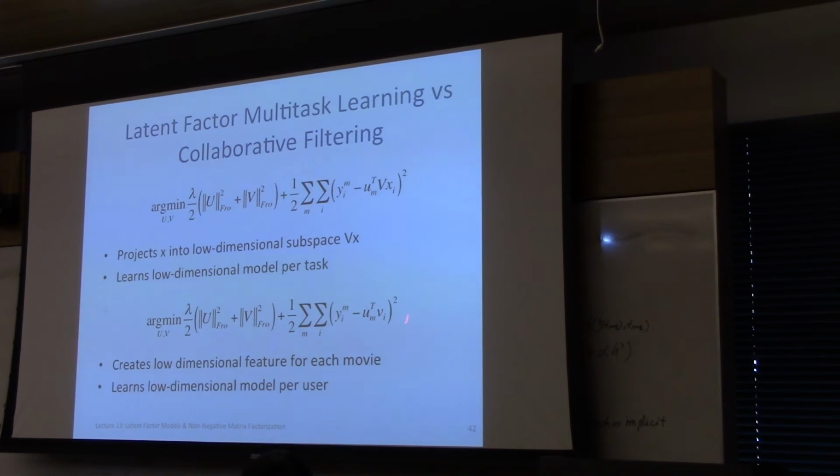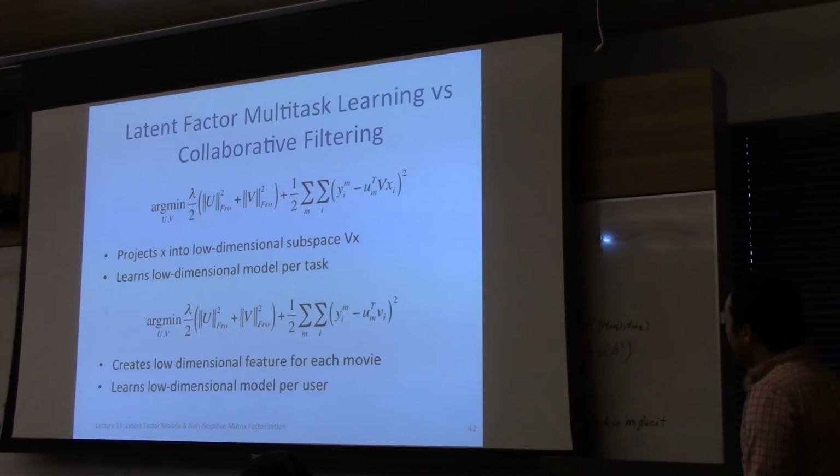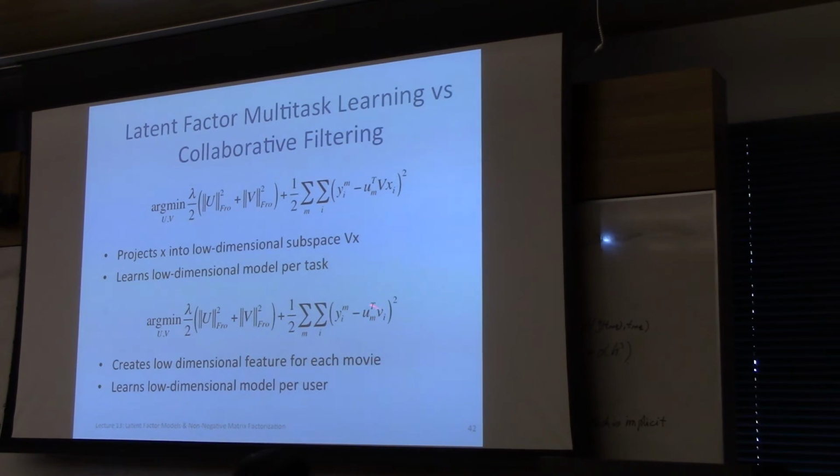So these two problems, a latent factor model for collaborative filtering and a latent factor model for multitask learning, are very, very similar. The key difference is that in collaborative filtering, we learn this V, which has dimension k by the number of items. And here it's k by the dimensionality of the representation of items. The representation of items could scale with the number of items, or it could not. And so this is a more general formulation in many ways.